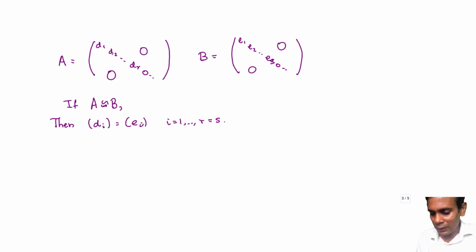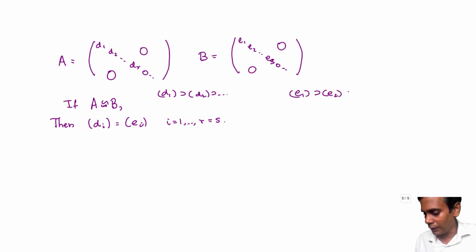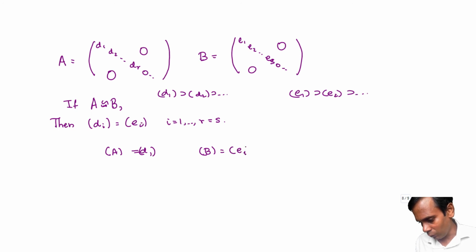And I forgot to mention, we have the additional condition that the ideal generated by D1 contains the ideal generated by D2 and so on, and the ideal generated by E1 contains the ideal generated by E2 and so on, which means that the ideal generated by the entries of A is D1 and the ideal generated by the entries of B is E1.